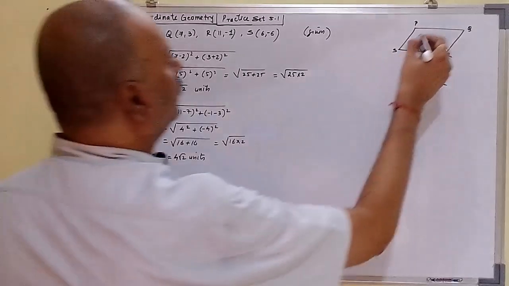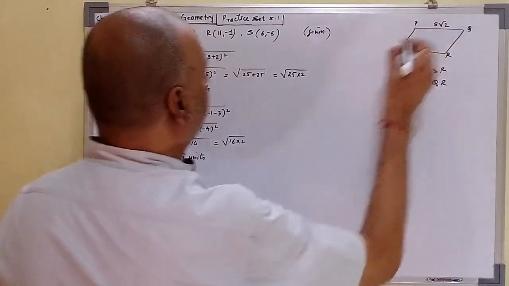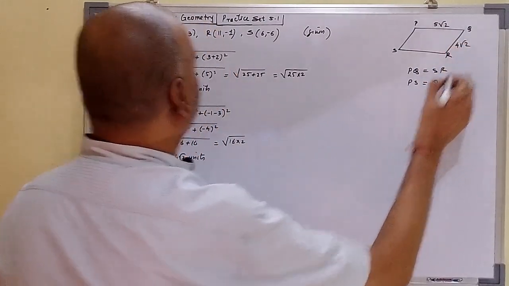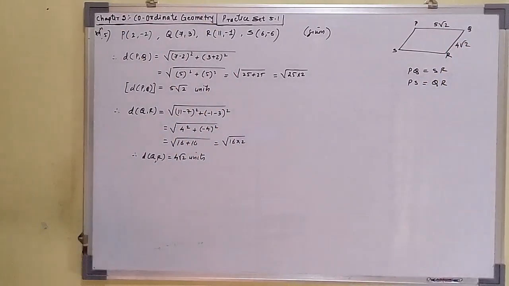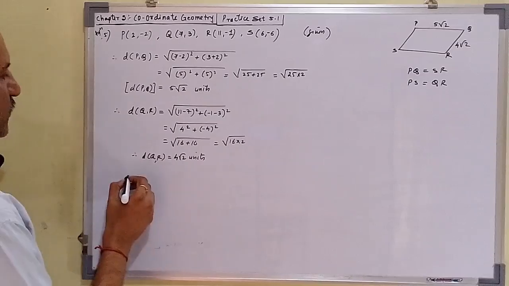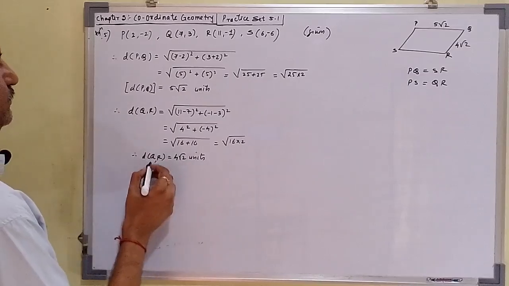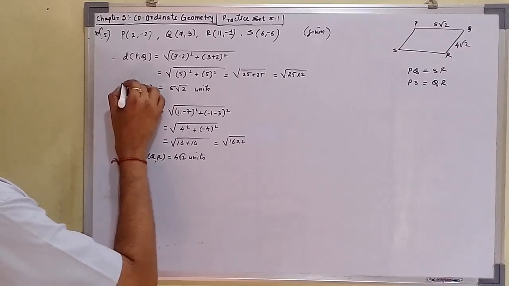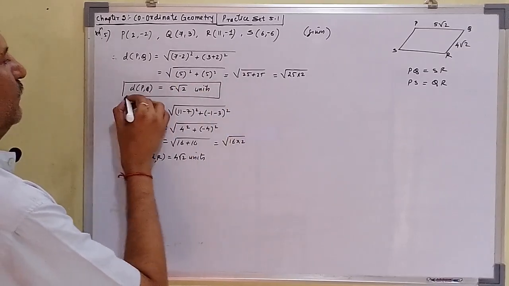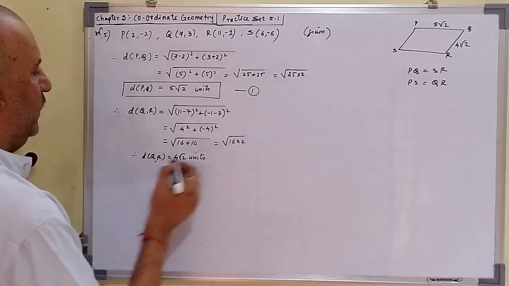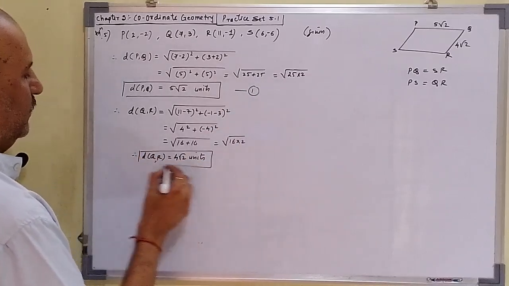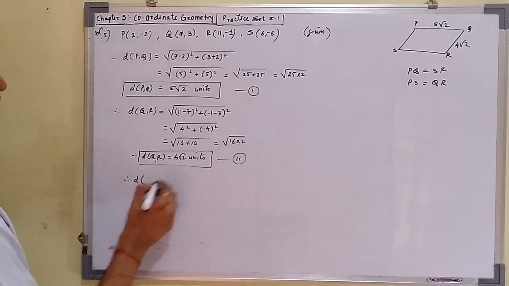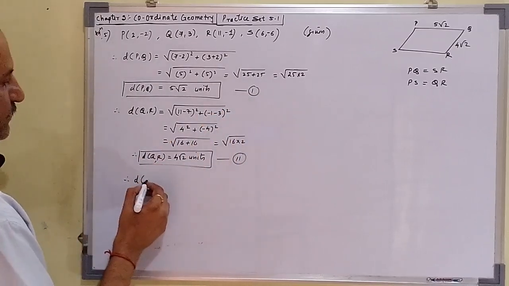So what did we get? PQ is 5 root 2 and QR is 4 root 2, this is what we got. So we go to one, two. Therefore now distance next, SR.